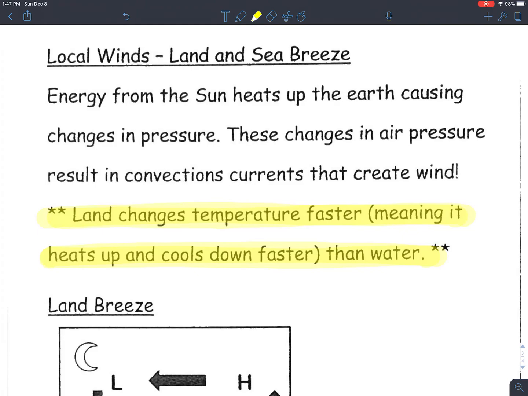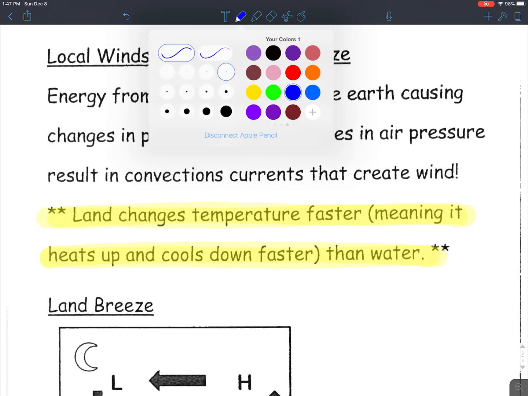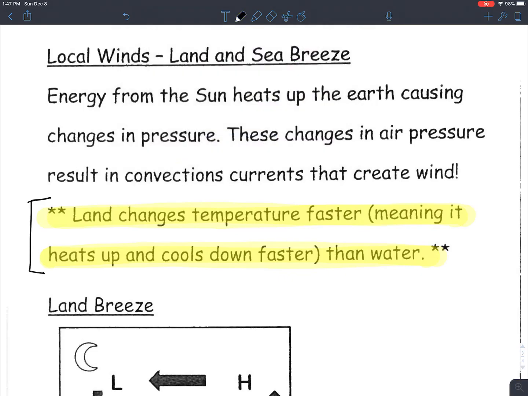At nighttime, the land cools off really fast. So the sand, once the sun goes down, starts to get cool while the water is still warm from the day. So definitely something you need to remember here. This is going to be really important. This is definitely something that you need to memorize. This is important information here.